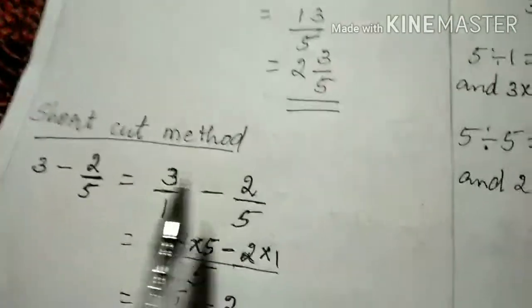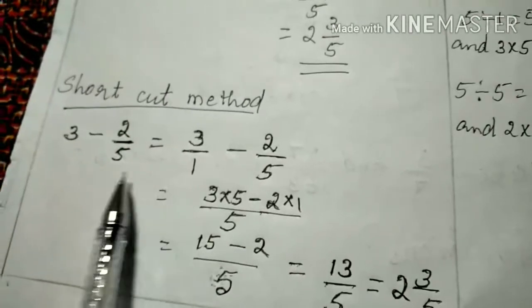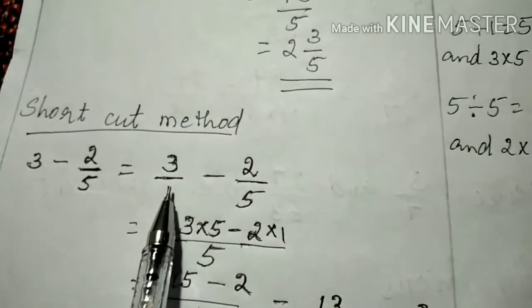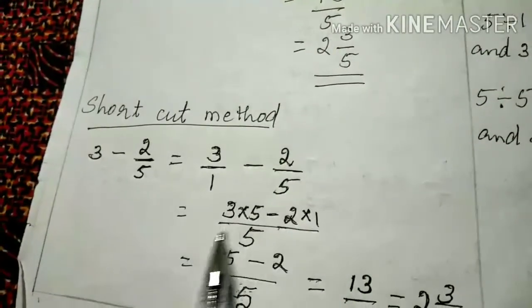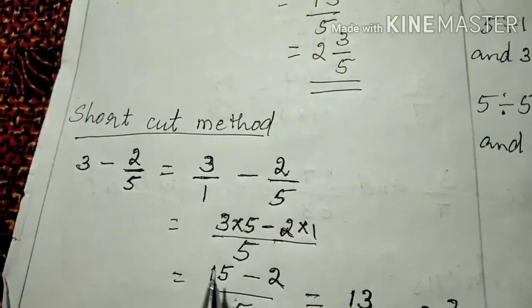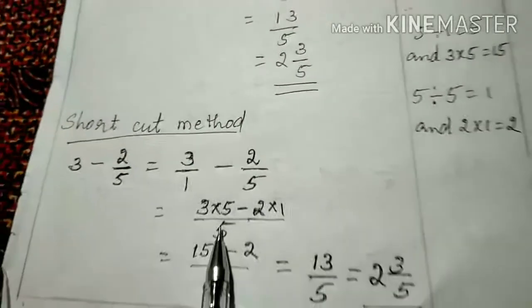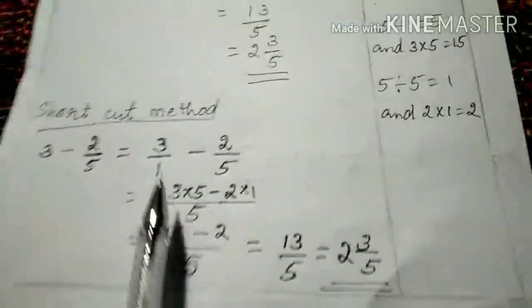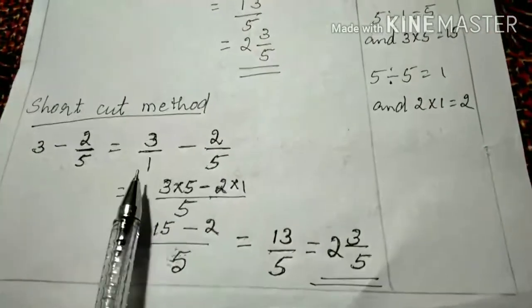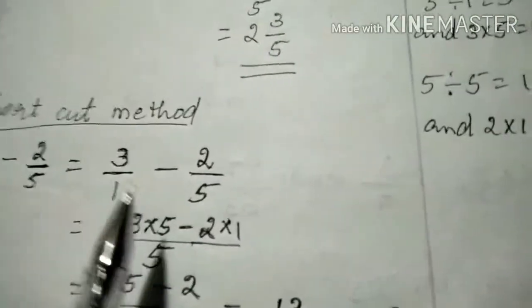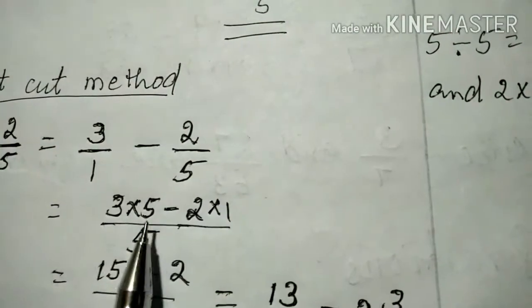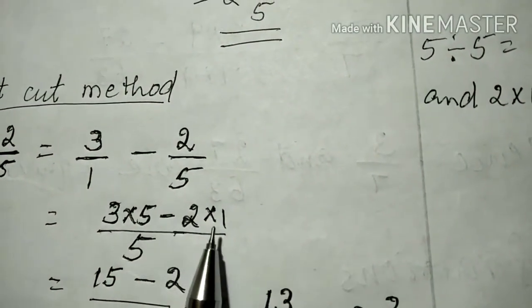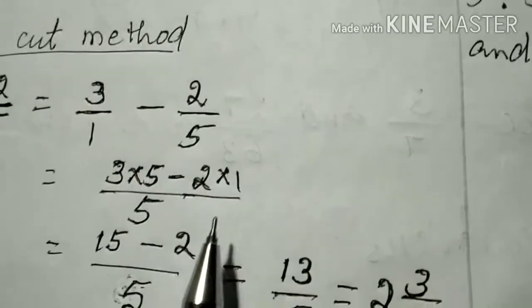This same question you can also do by the shortcut method, that is 3 minus 2 by 5 equal to 3 by 1 minus 2 by 5, that is, write the LCM 5 as the common denominator. Then divide the LCM by the denominator of each fraction and multiply with the numerator. 5 divided by 1 is equal to 5. Multiplying with the numerator, 3 into 5 minus 5 divided by 5 is equal to 1, and multiply with the numerator, that is 2 into 1.